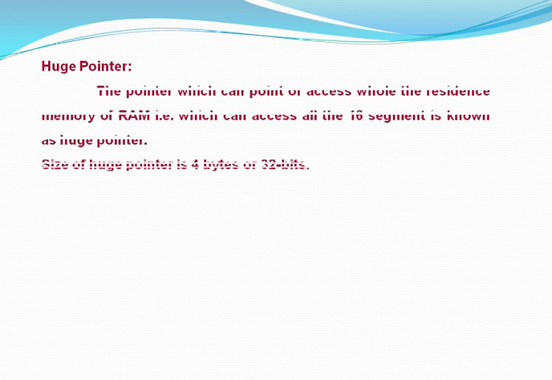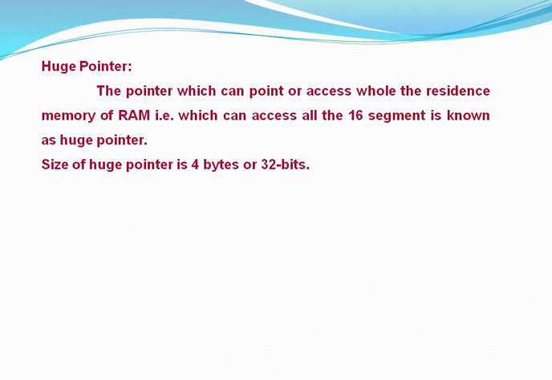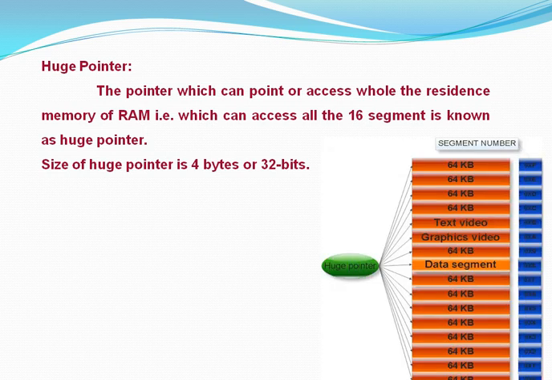Now, the huge pointer: the pointer which can point to or access all the residential memory of RAM, i.e. which can access all the 16 segments, is known as a huge pointer. The size of a huge pointer is 4 bytes or 32 bits. You can see the example here. A huge pointer is also pointing to all the memory segments, same as a far pointer.